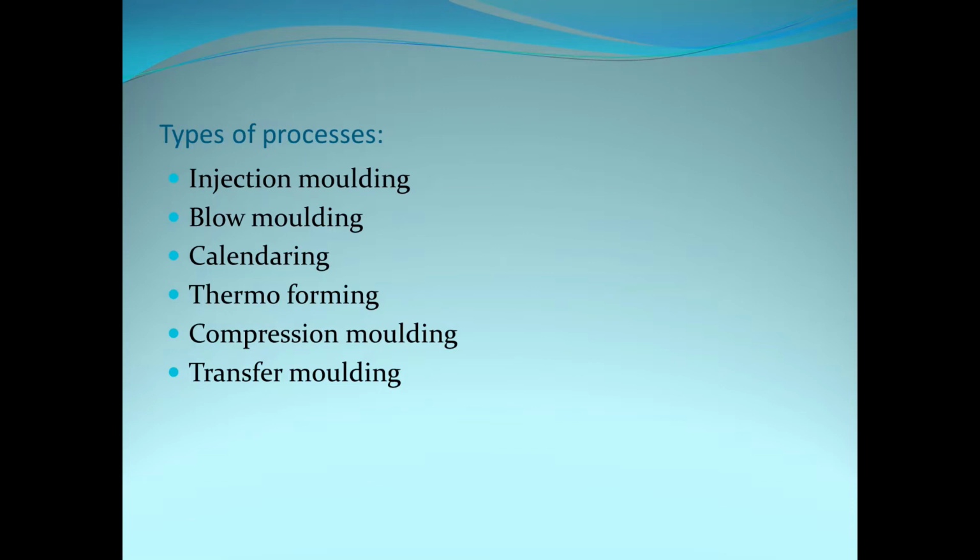Now, the types of plastic processing. The procedure used to give a particular diverse shape is also called processing or formation. The main types are injection molding, blow molding, calendering, thermoforming, compression molding, and transfer molding. These are the six most important molding or plastic forming processes.